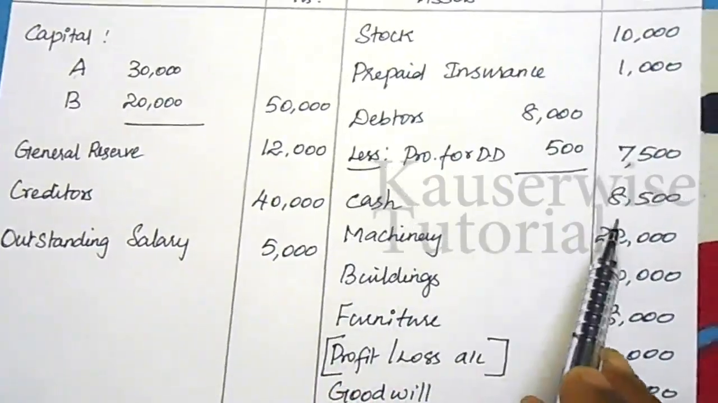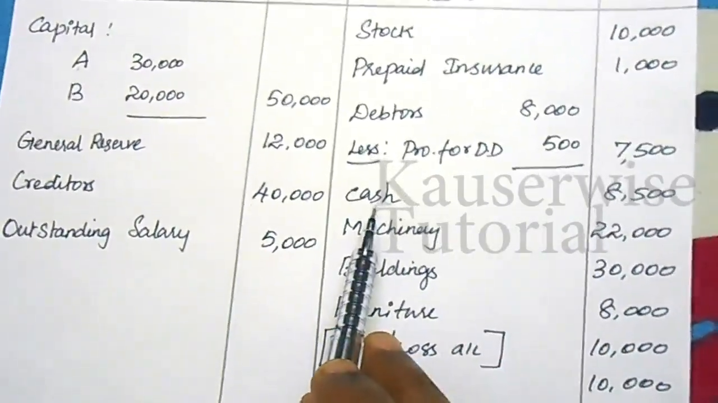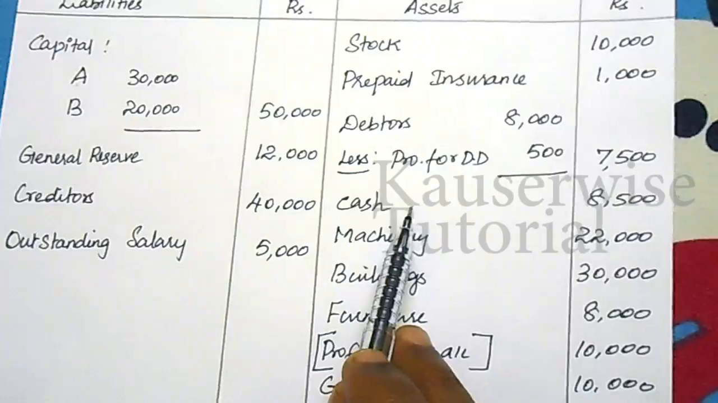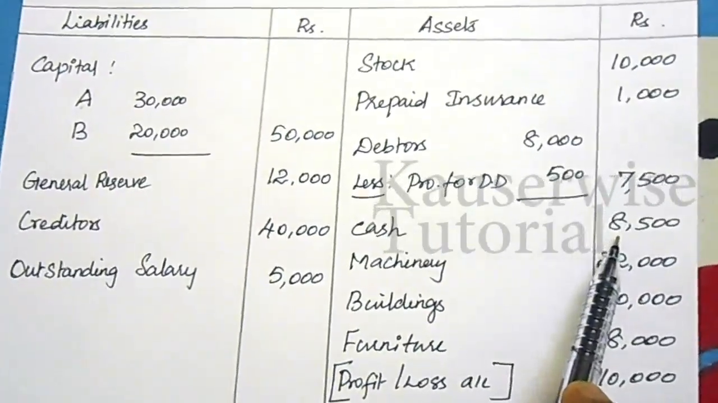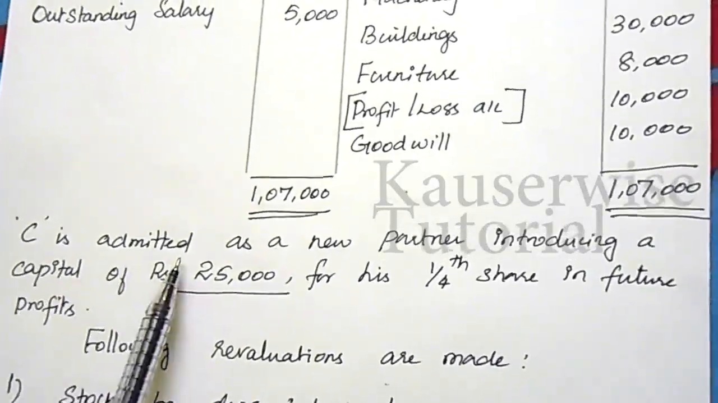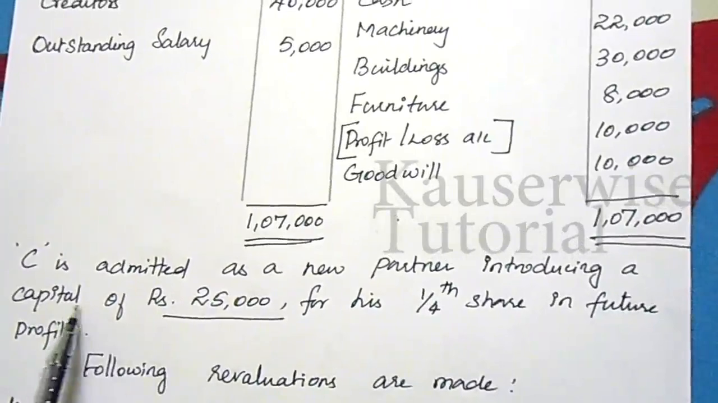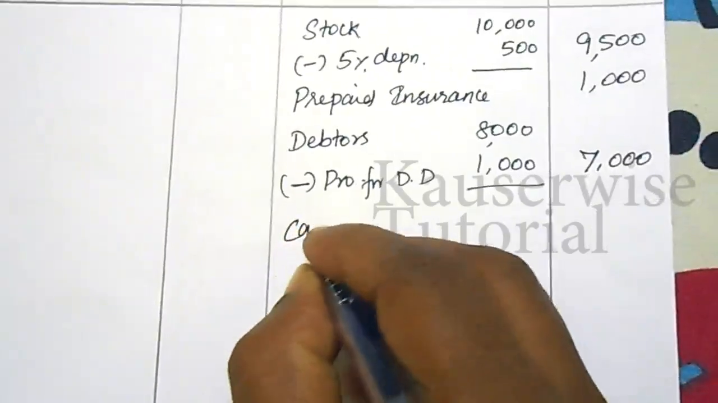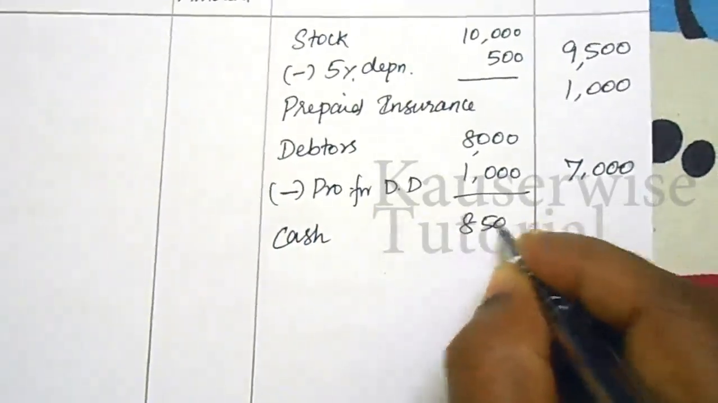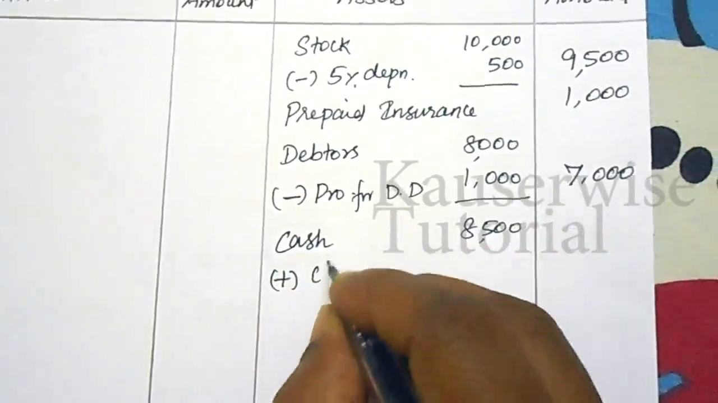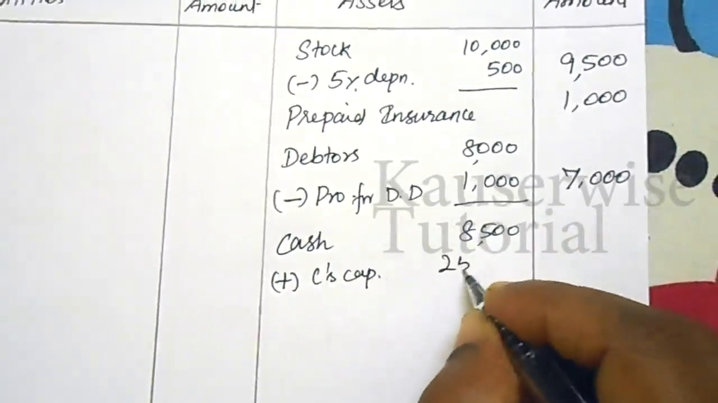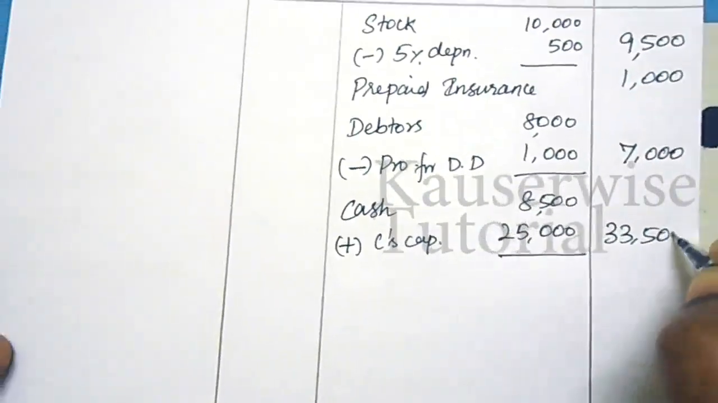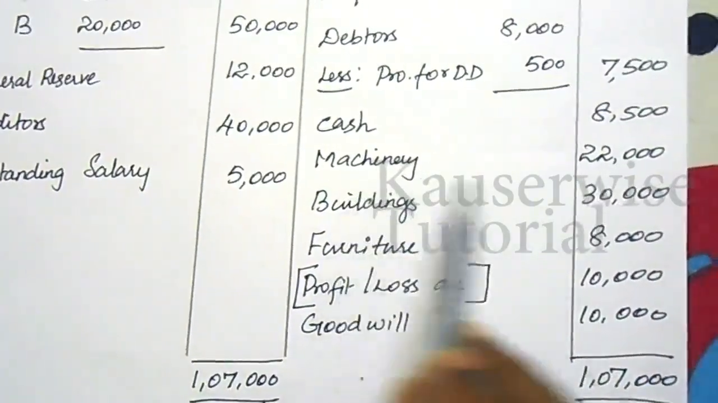Next item, cash 8,500, and the new partner brought 25,000 cash as capital. That will be added along with this cash balance, so 8,500 plus 25,000. Look at the adjustment. C is admitted as a new partner introducing a capital of rupees 25,000. So this will be added along with the cash balance. Cash 8,500 plus C's capital 25,000, total 33,500.